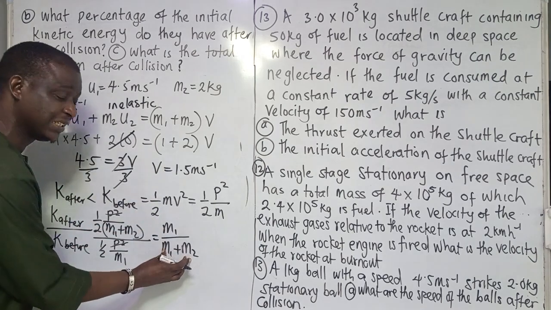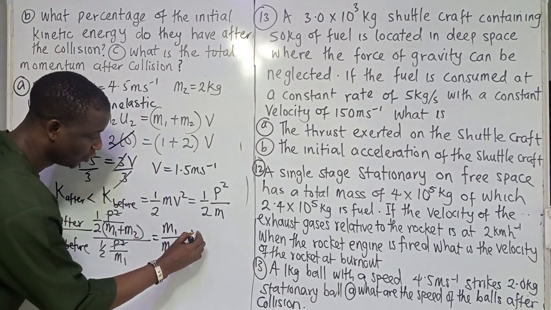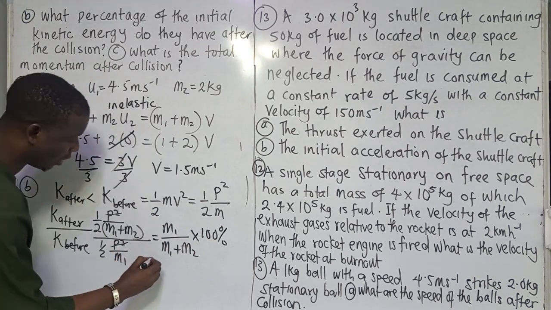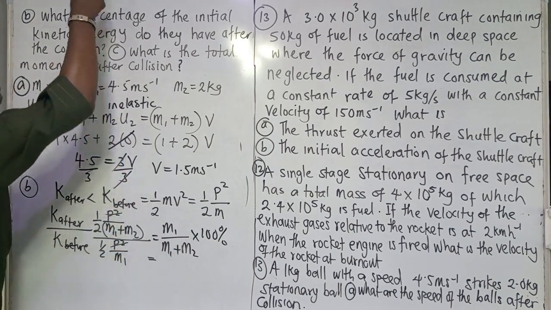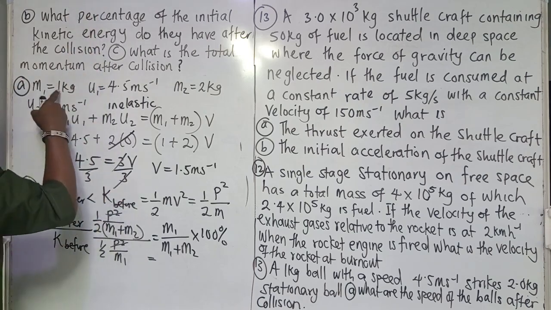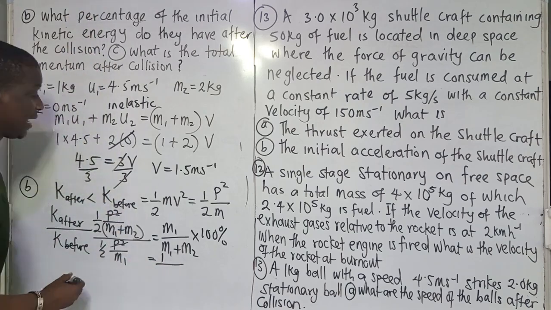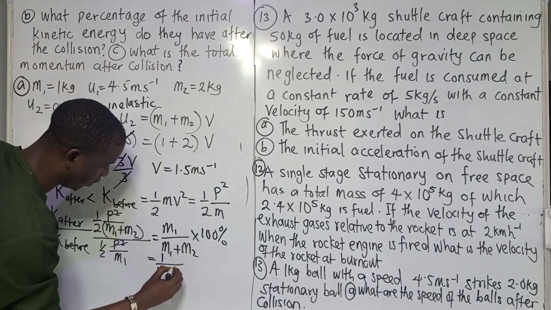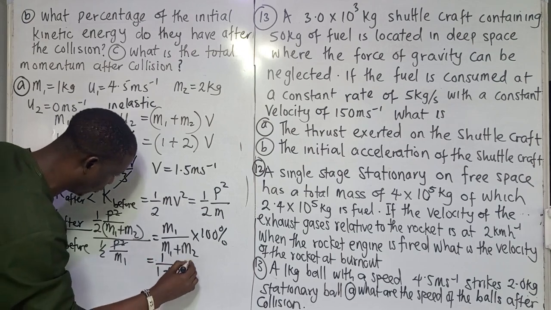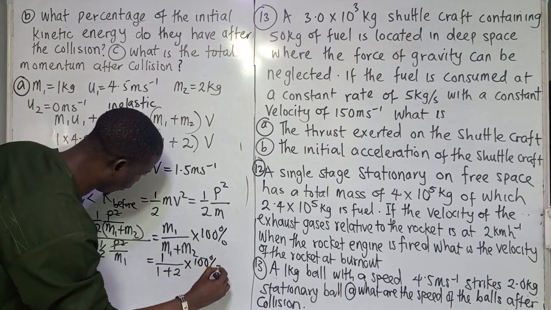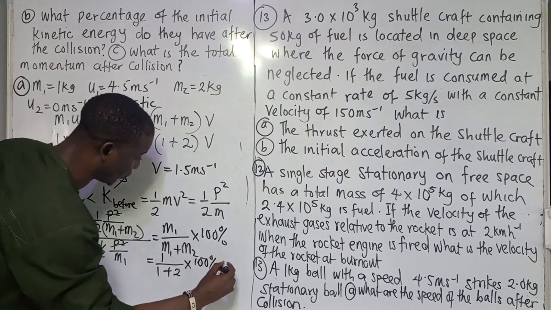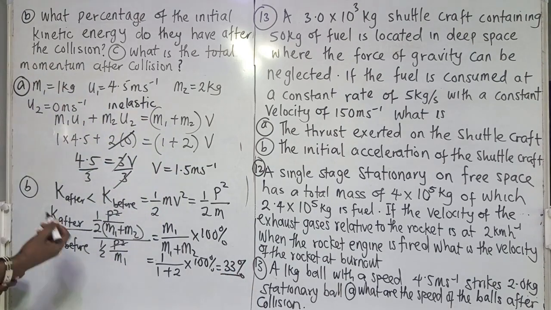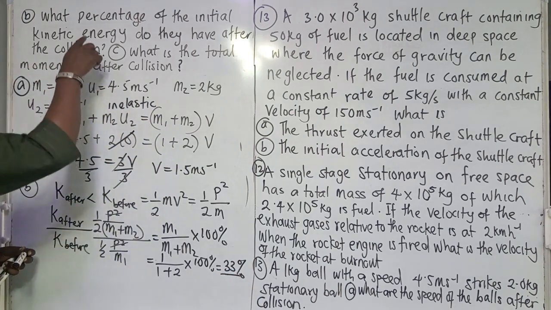Listen, after collision, this is the fraction, but in percentage, you have to multiply by 100 percent. So what we're going to do now is place all the values. M1 is 1. M1 plus M2 is 1 plus 2. Then to convert it to percentage, you multiply by 100. So when you do that, 1 over 3 times 100 is 33%, approximately 33.3, which is 33%. So that is set already.